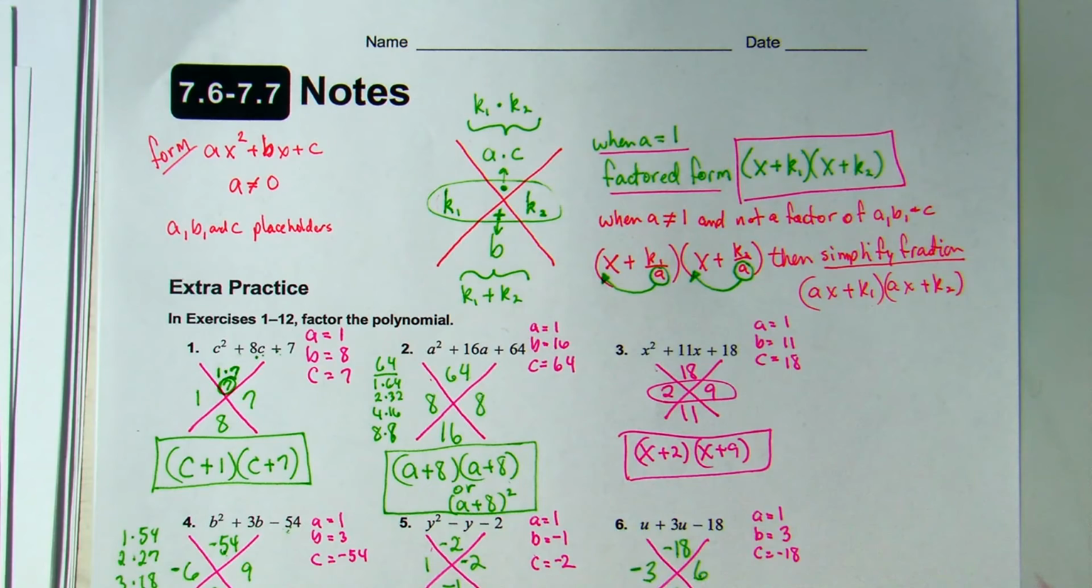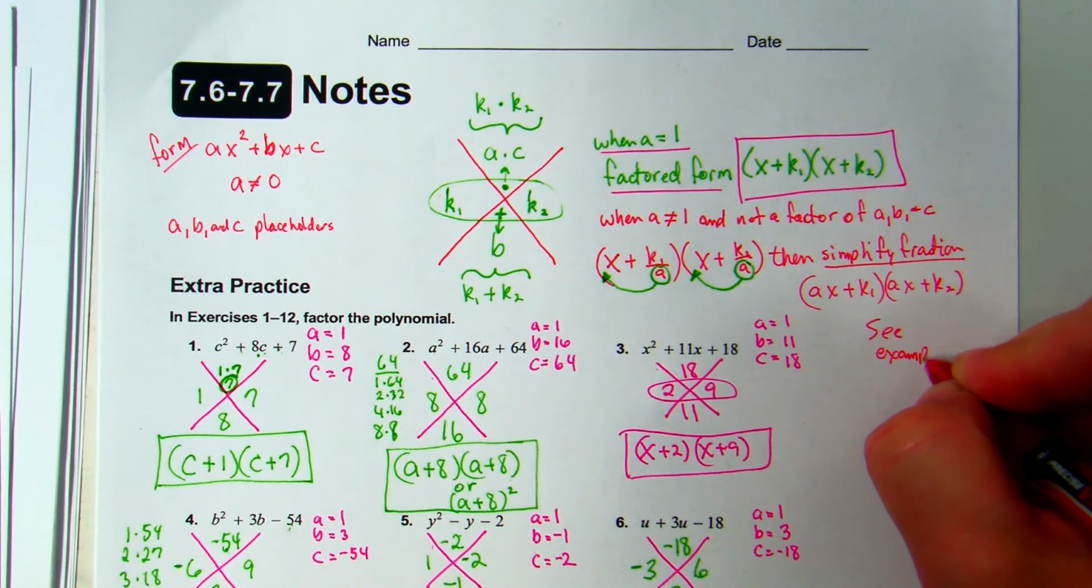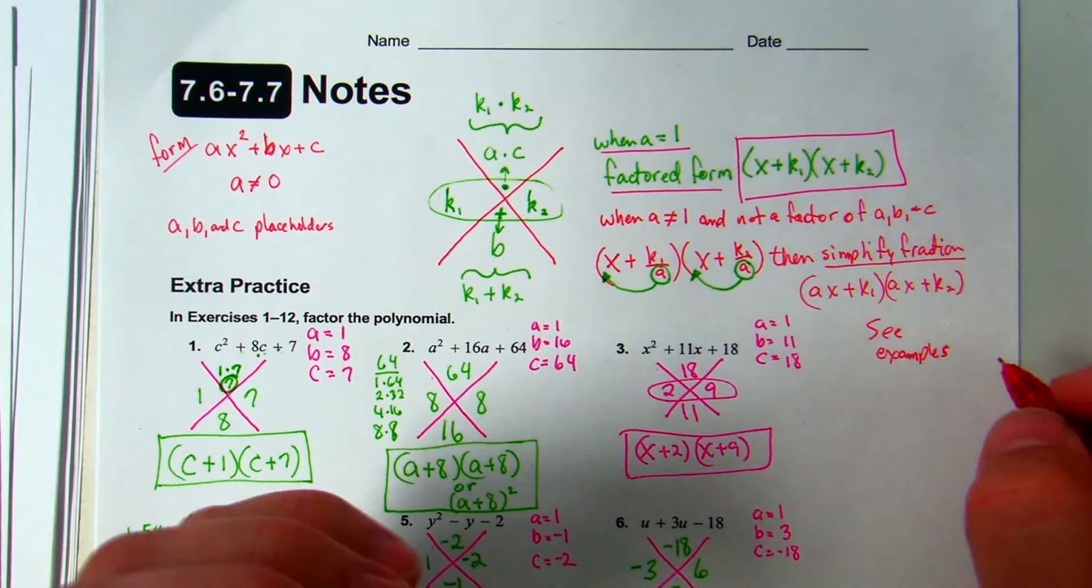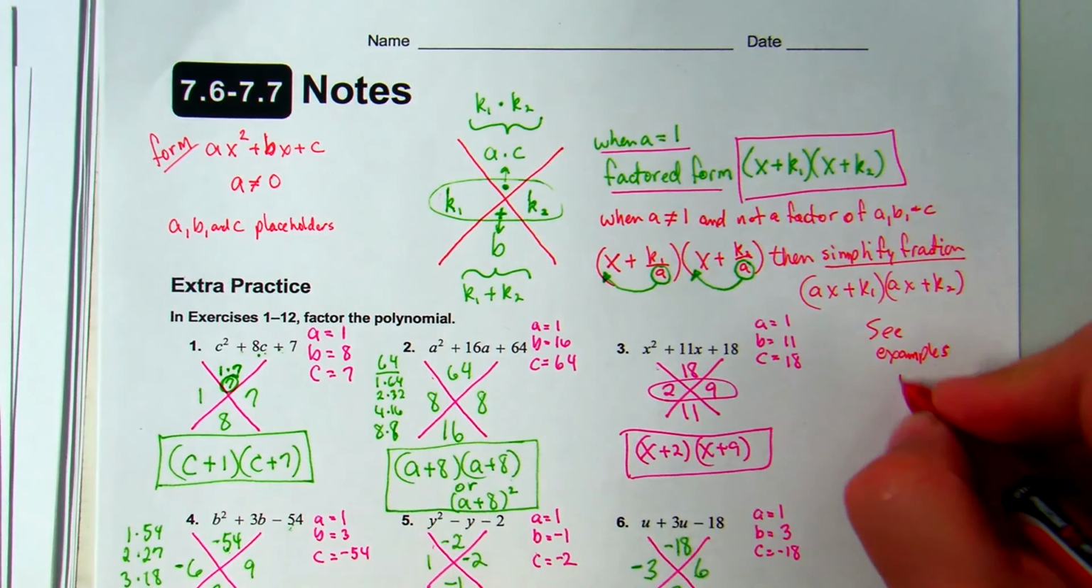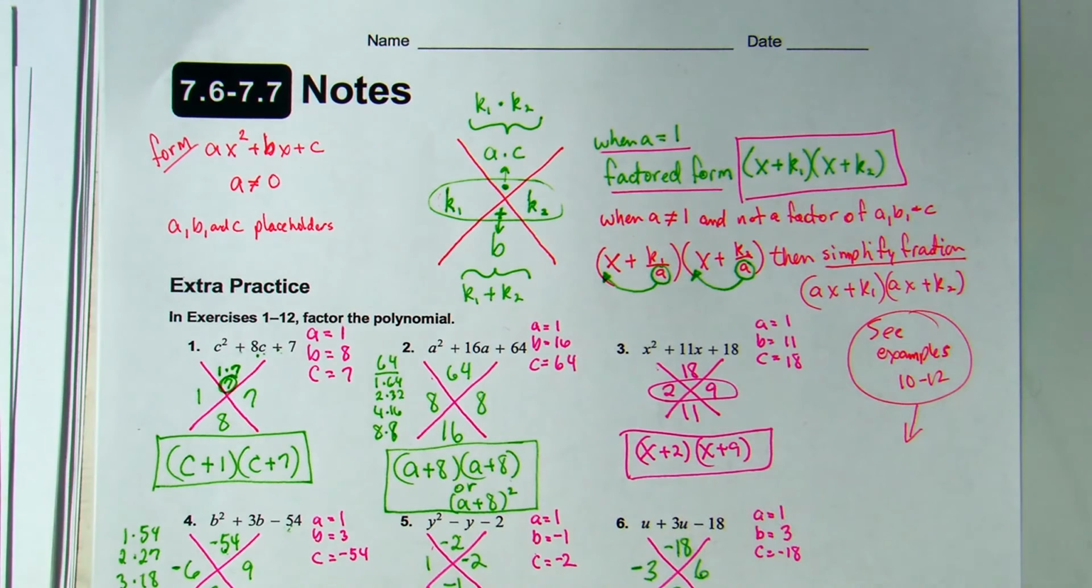Okay, so let's do this. See examples 10 through 12. Okay, so see examples 10 through 12 below. All right, let's go look at some of these examples now.